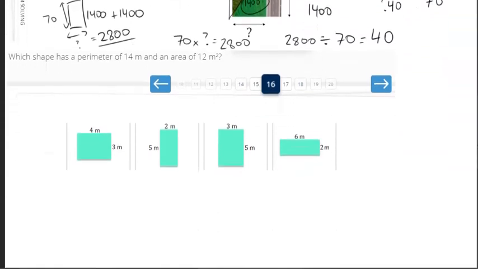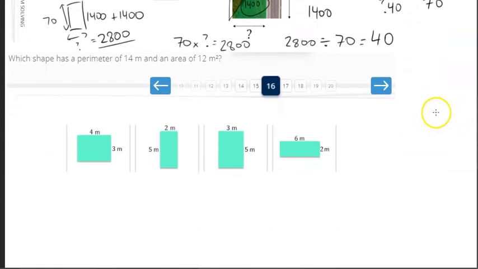And last question to wrap this up: which shape has a perimeter of 14 meters and an area of 12 square meters? Now remember, perimeter is just the outside length of a shape. And this is saying that a perimeter of 14 meters must be made, with the exception that the area is also 12 square meters. We'll look at the first one. If this is 4 meters, this will also be 4 meters. If this is 3 meters, this will also be 3 meters here. So 4 plus 3 is 7, plus 4 plus 3 is 7, 7 plus 7 is 14. Cool, that ticks off that criteria.